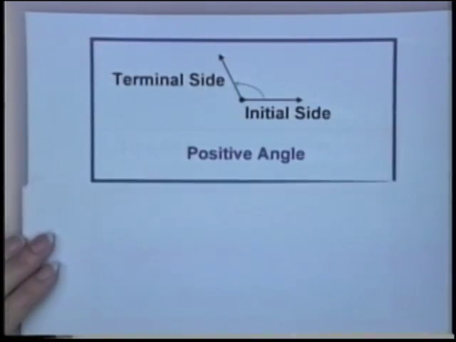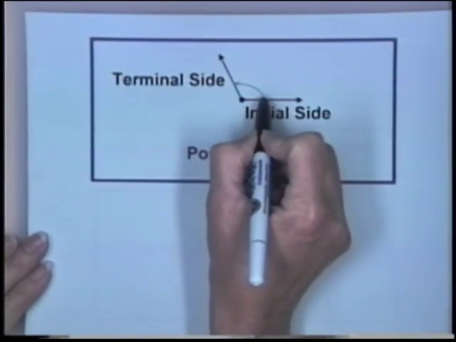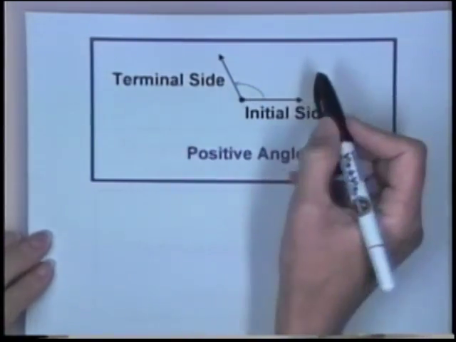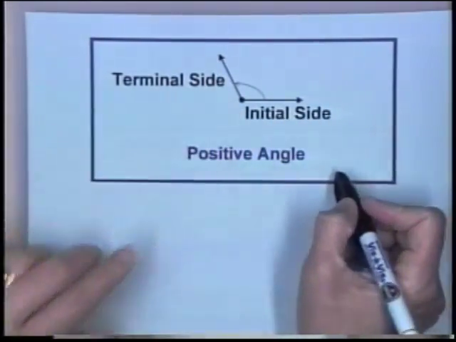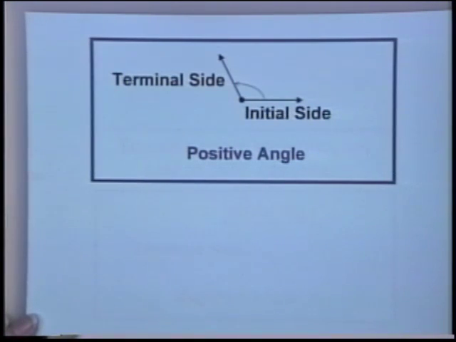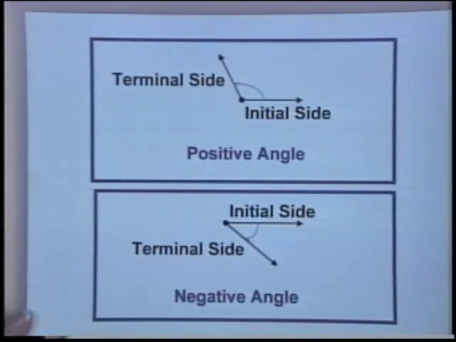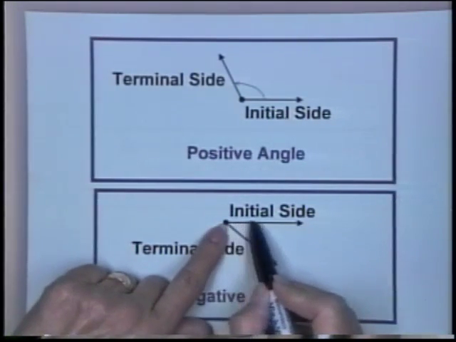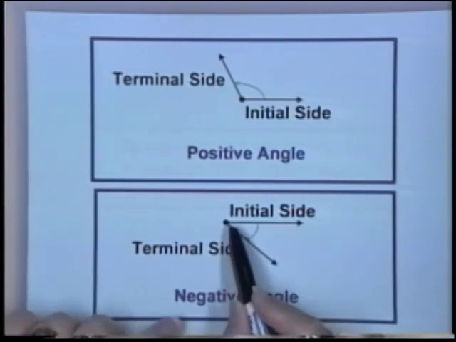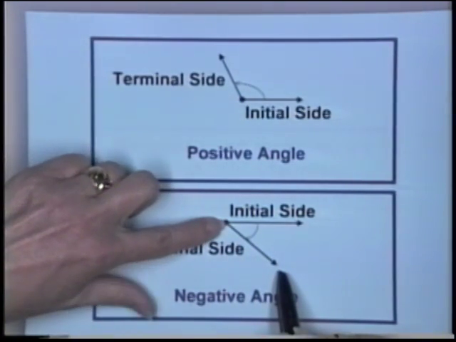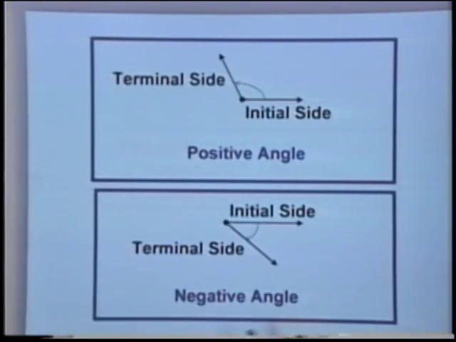The direction that I rotate the ray determines whether the angle is a positive angle or a negative angle. If I rotate the ray in a counterclockwise direction, here's my initial side, I rotated it this way, here's my terminal side, then the angle is a positive angle. And if I rotate the ray in a clockwise direction, notice here's my initial side, I rotated the ray in a clockwise direction, here's my terminal side where the ray stopped its rotation, then the angle is called a negative angle.